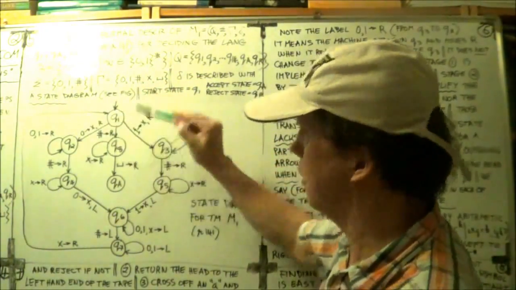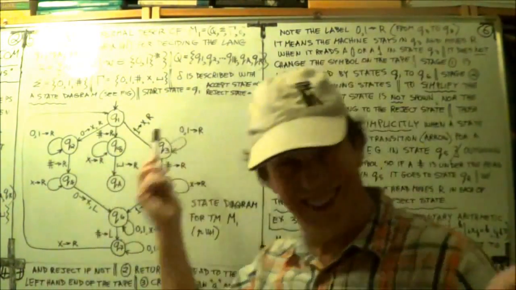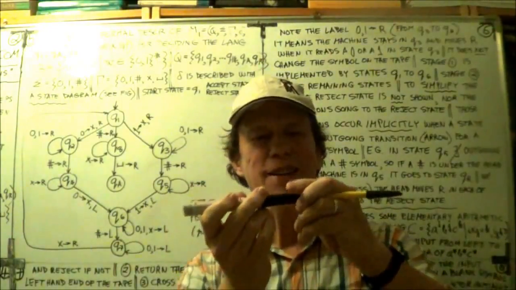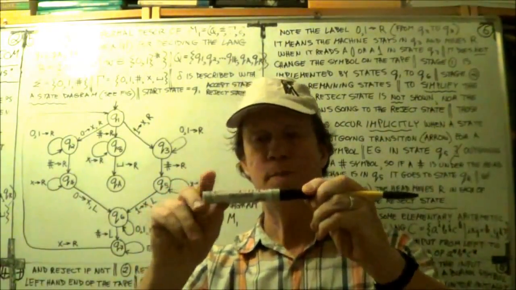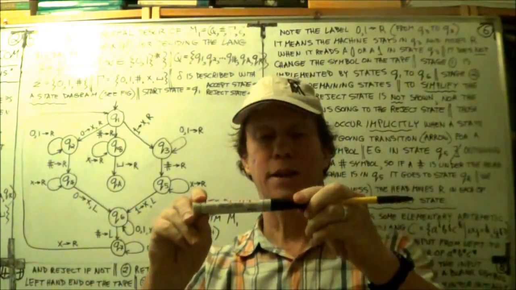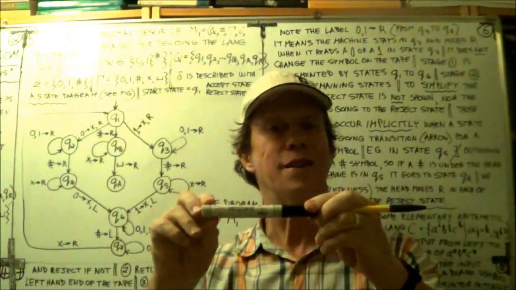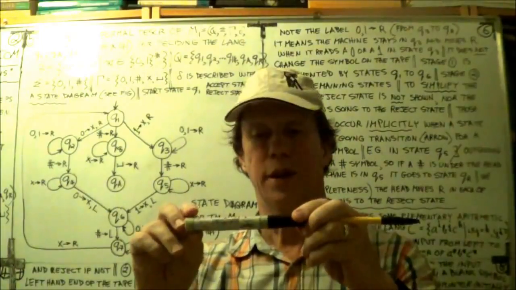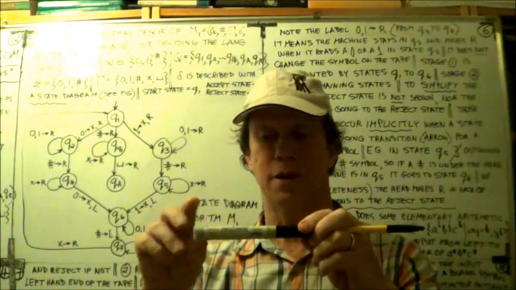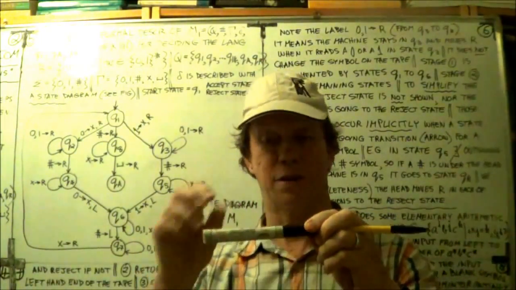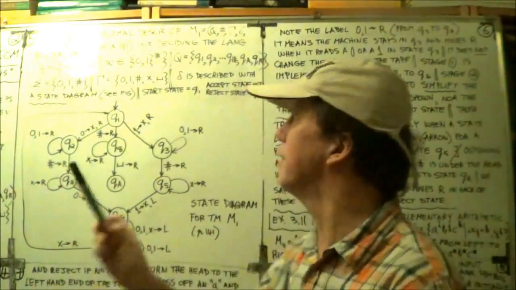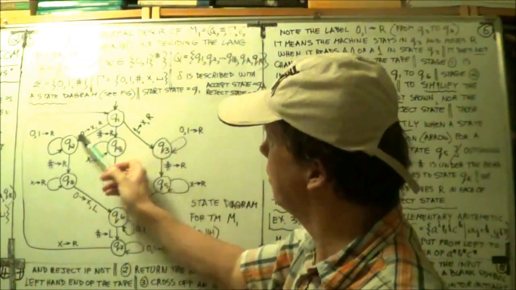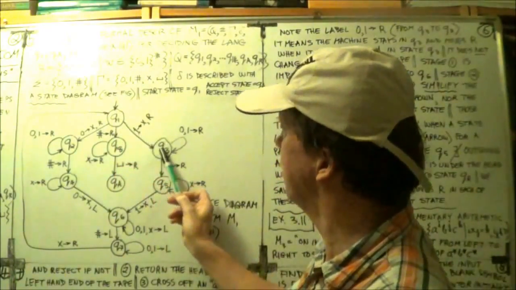Okay, so you start here, and you overwrite it with an X, the 0 or 1. If it was a 0, I suppose you go into one state, and if it's a 1, you go to another state. Does that make sense? If it's a 0, you go to Q2. If it's a 1, you go to Q3.